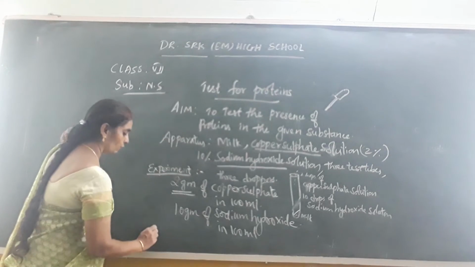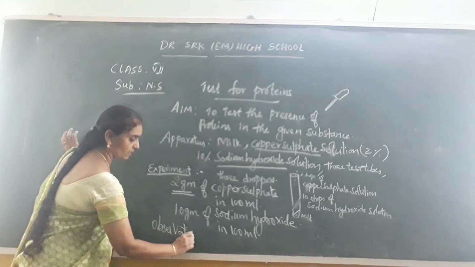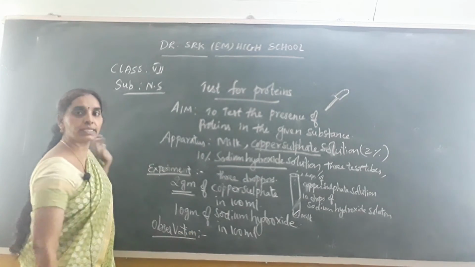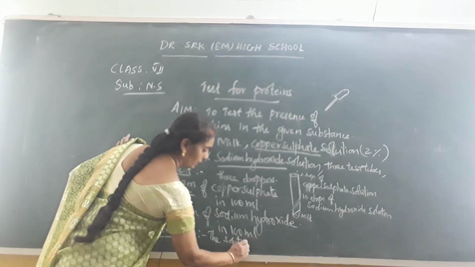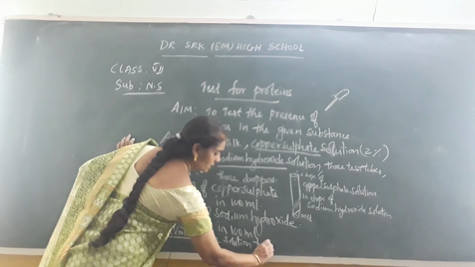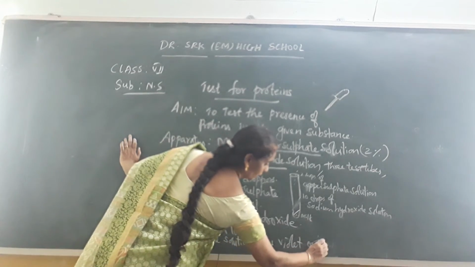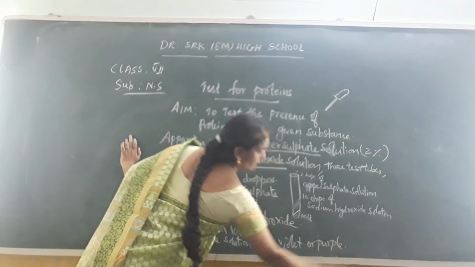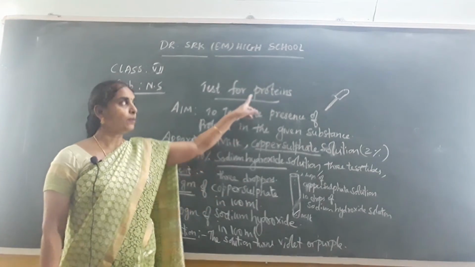So after the experiment, what will you do? You will see the observation. What is the observation? The solution turns violet or purple. Which color does the solution turn? The solution turns violet or purple. So what is the result here? This indicates that the substance contains proteins.